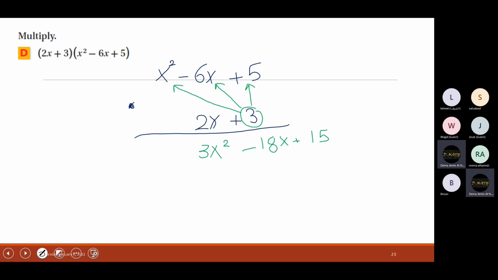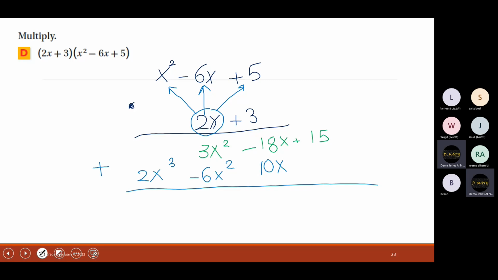After I finished the ones, I have to go now to the tens. 2x with 5, 2x with negative 6x, and 2x with x squared. Now, 2x times 5 is 10x. 2x times negative 6x is negative 6x squared. And 2x times x squared is 2x cubic.